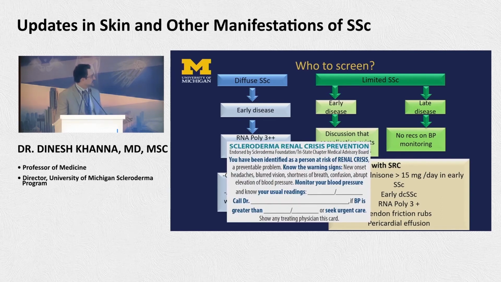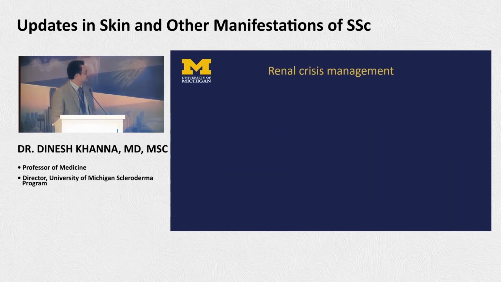And this is what we give them. Scleroderma renal crisis prevention: you have been identified as a patient, your usual readings are here, call Dr. Humaira Badsha here if the blood pressure is greater than this and this, or seek care. So we give this card to them, so if they go to an ER or urgent care, the doctors are aware of what we are asking them to do.